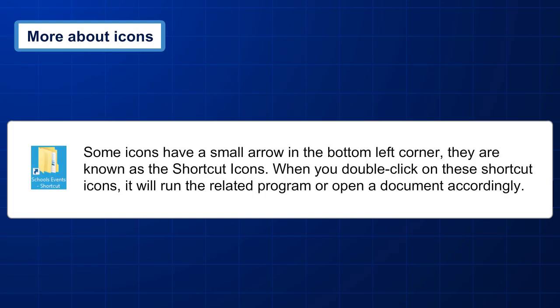More about icons. Some icons have a small arrow in the bottom left corner. They are known as the shortcut icons. When you double-click on these shortcut icons, it will run the related program or open a document accordingly.